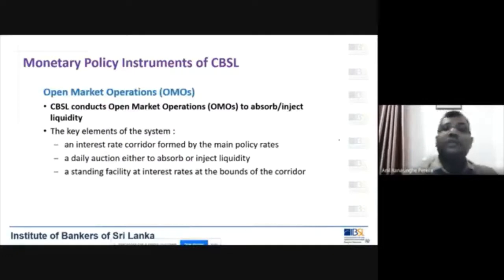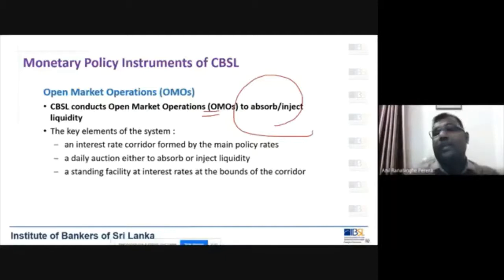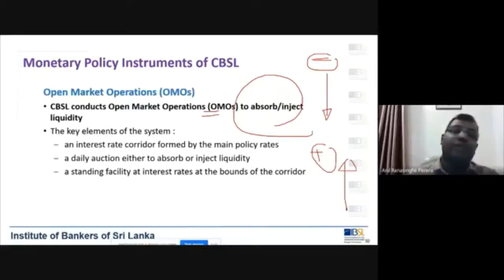So the Central Bank of Sri Lanka is conducting open market operations. Remember, we discussed open market operations with that nice picture. Why are open market operations carried out? To absorb or inject money. When the economy is in deficit, the central bank is injecting money. When the economy is in surplus, the central bank is absorbing money. This is what we call the open market operation system.